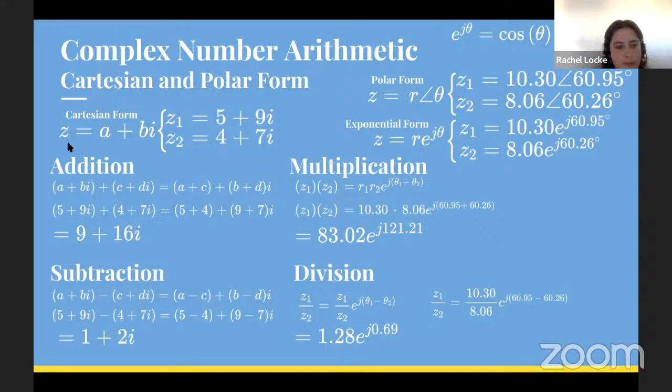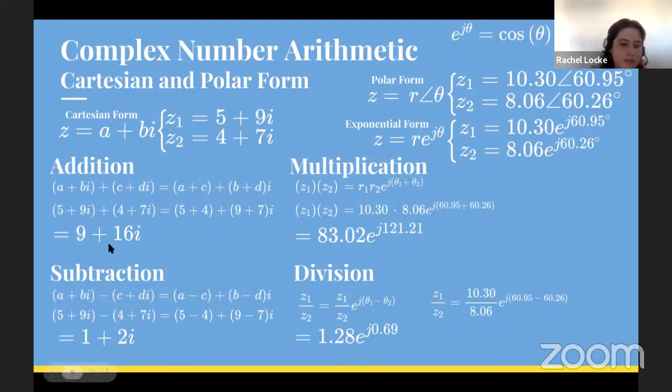And you've got this up the top as z equals a plus bi. And I've got a couple of complex numbers here, 5 plus 9i and 4 plus 7i. And if you want to add two complex numbers, all you have to do is separate the real and imaginary parts. And what you're going to do is add the real parts and add the imaginary parts. And if we plug in the values from these numbers, we can see that if we add these two complex numbers together, we get 9 plus 16i.